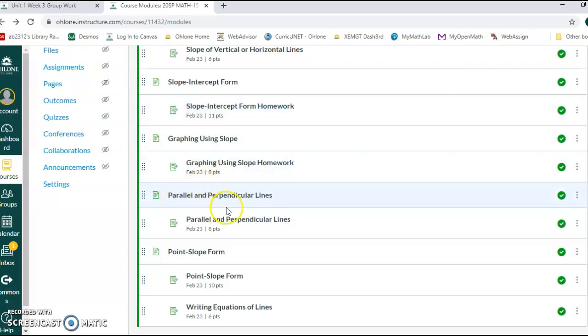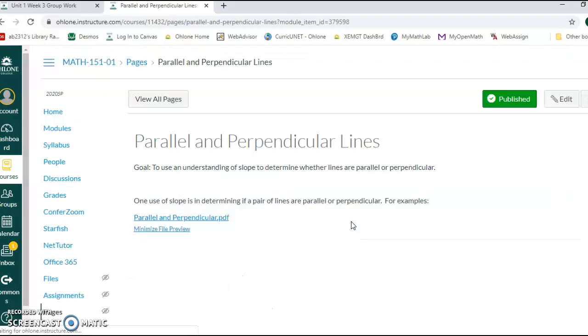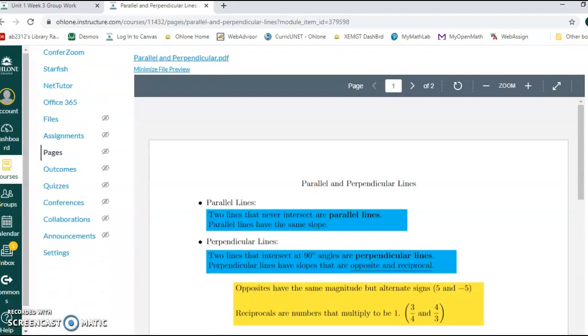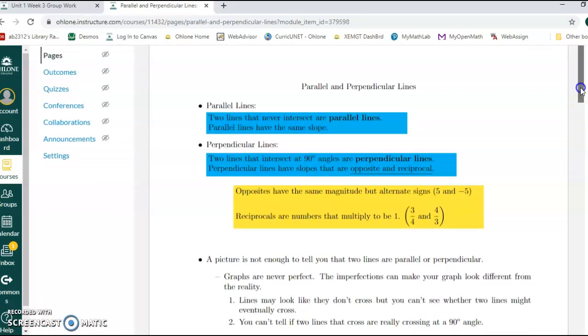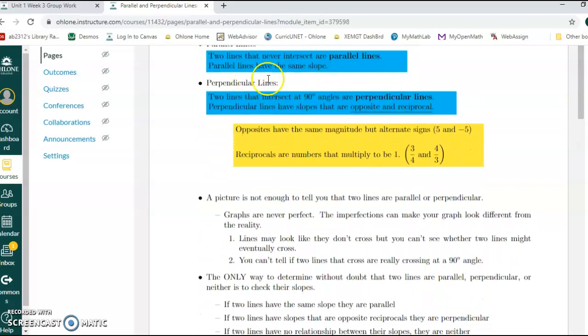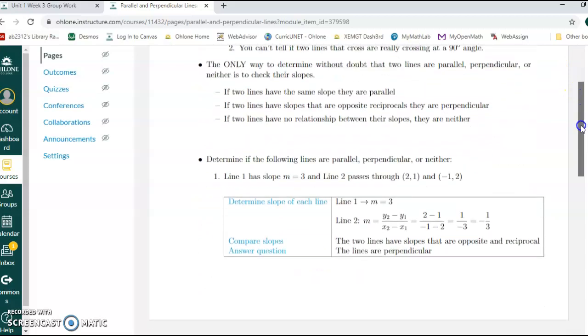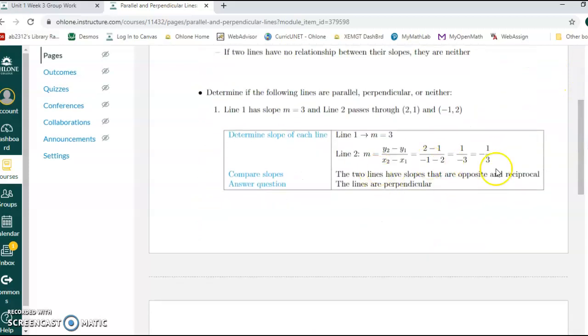One thing with parallel and perpendicular lines, drawing a picture is not enough. You have to look at the slope, and the slopes need to have a specific relationship. So, go into the parallel and perpendicular lines module or page and take a look at the information about slope and how we go about using slope to determine whether lines are parallel or perpendicular, okay? And so there's some examples here.